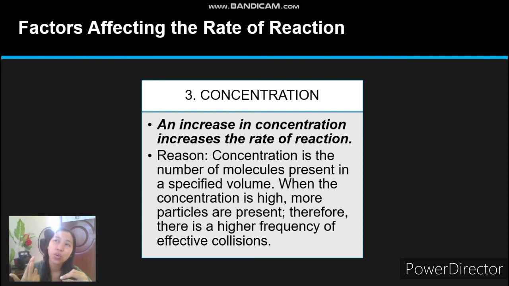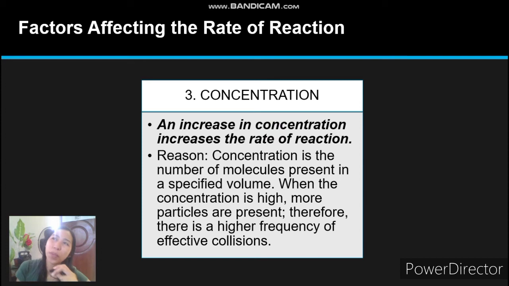However, kung gamay ang solute, tapos daghan ang solvent, that means ang tawag ana is diluted nga solution, no? Mao na siya ang kalahian sa duha. So, what is the trend or what is the rule? An increase in concentration increases the rate of reaction.